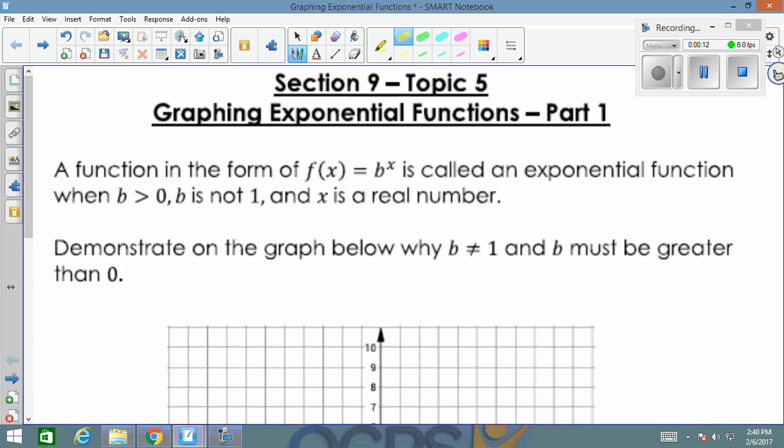The first thing is b has to be greater than 0. You cannot have b at 0. The other thing is b cannot be 1. And of course x is always going to be a real number. It's never going to be imaginary, it's always going to be real.